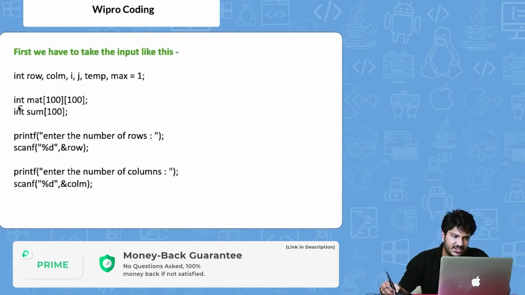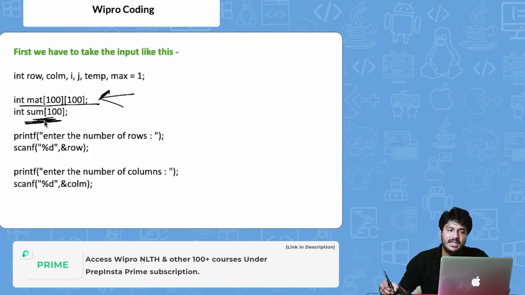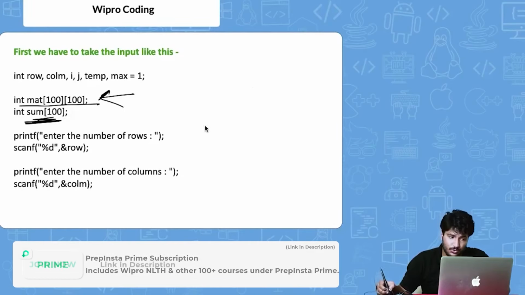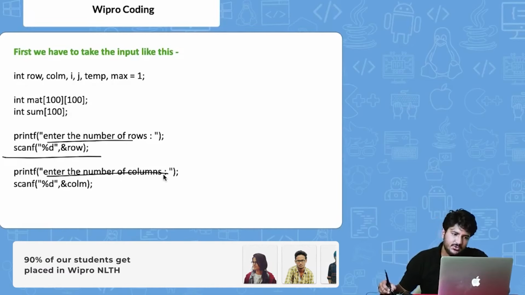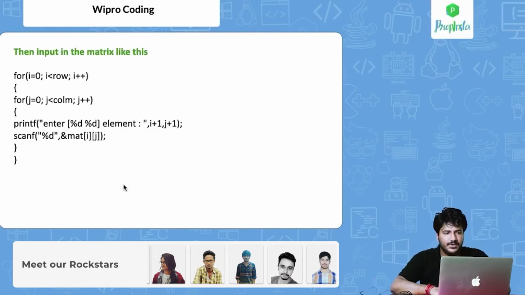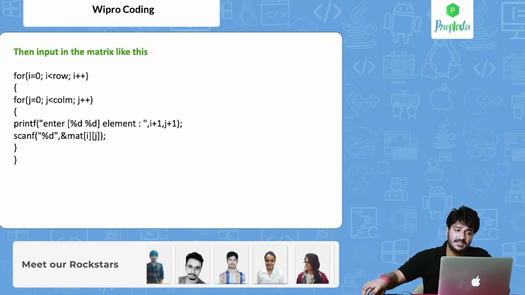And then initially we initialize the matrix wherein we will be taking the input. This is for sum, printing the sum of each of the row. Then enter the number of rows. We are basically asking the user how many rows are there, and then how many columns are there. So basically these are the inputs that we are taking.